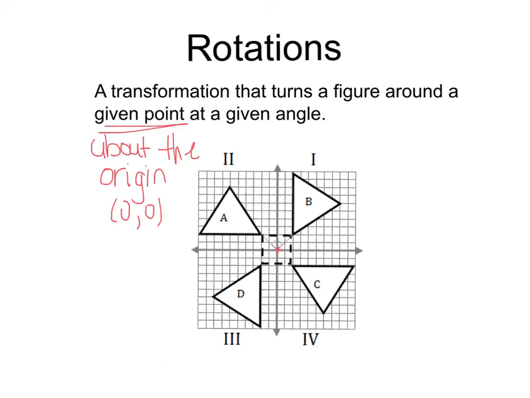So if you look here, from A to B, it's been rotated 90 degrees about the origin. If you go from this point to this point, that's 90 degrees. If you move from this point to this point, it's 90 degrees, and so on and so forth. This point to this point's 90, and then this one to this one's 90. So each of these shapes has been rotated 90 degrees around the coordinate plane.